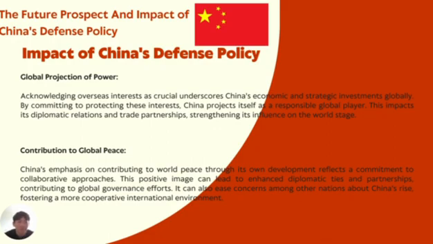global peace. China's emphasis on contributing towards peace through its own development reflects a commitment to collaborative approaches. This positive image can lead to enhanced diplomatic ties and partnerships, contributing to global governance efforts. It can also ease concerns among other nations about China's rise, fostering a more cooperative international environment.